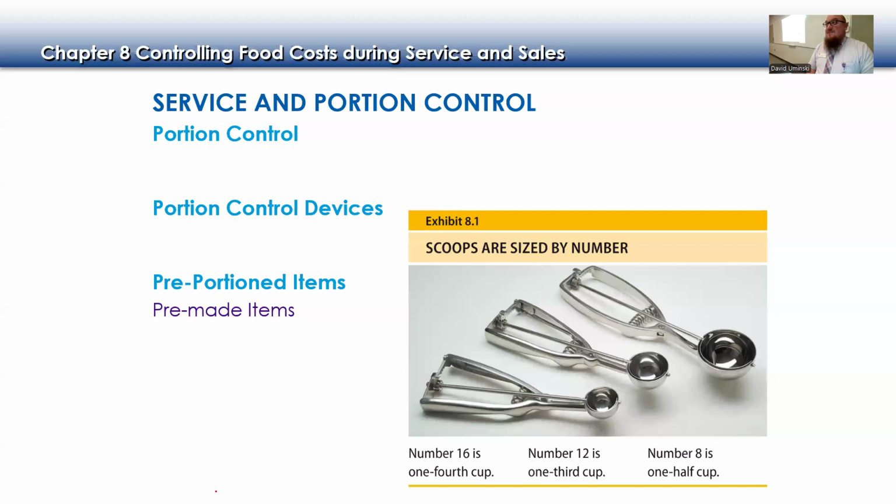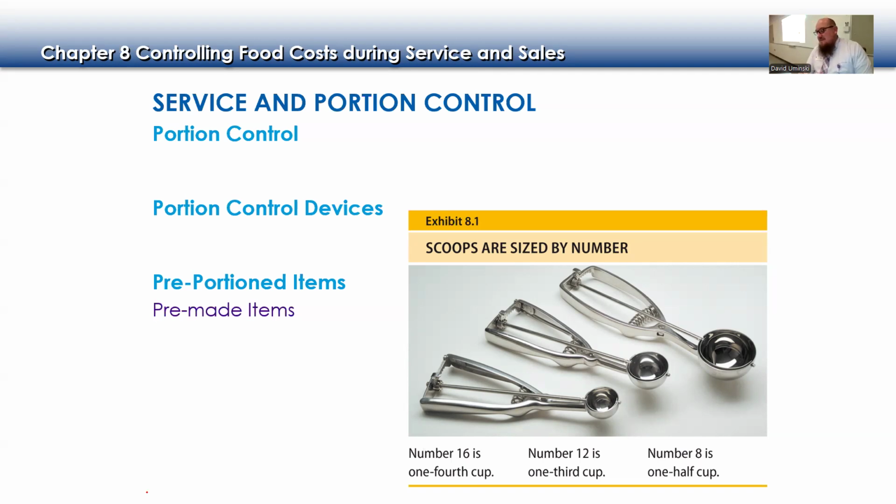But if I'm in a steakhouse, if I don't have a butcher that is trained to cut that meat and break it down into even portions, then I need to purchase pre-made or pre-portioned items just to make it consistent. Okay. Our scoops are sized by number. So on your notes page, our scoops are sized by number. It would be so easy to say, hey, go get me a 1/4 cup scoop, but that's not how they're numbered. Okay. So we have to do a little bit of conversions.